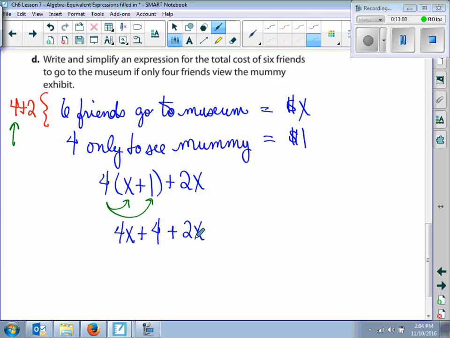So now we can put our like terms together, right? So when we do that, what are the like terms? The 4x and the 2x. Very good. So we've got 4x plus 2x plus 4. Okay? So 4x plus 2x is 6x plus $4 for the mummy.